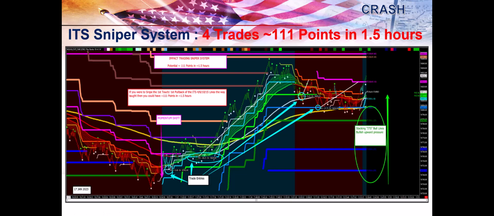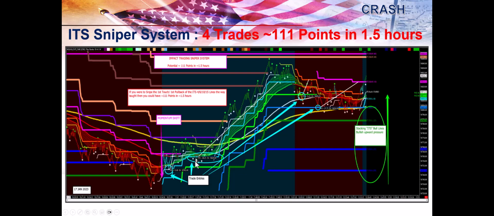If you were to snipe at the first touch, first pullback of the bullish ATR4, so it's yellow for the bear, it's white for the bull, showing a momentum shift. I take the first touch of the white line, I'm going to get 13 points. Now that I've already touched the white line, I follow my eyes up to the blue line, and I'm looking for a first touch of the ITS 6 line.